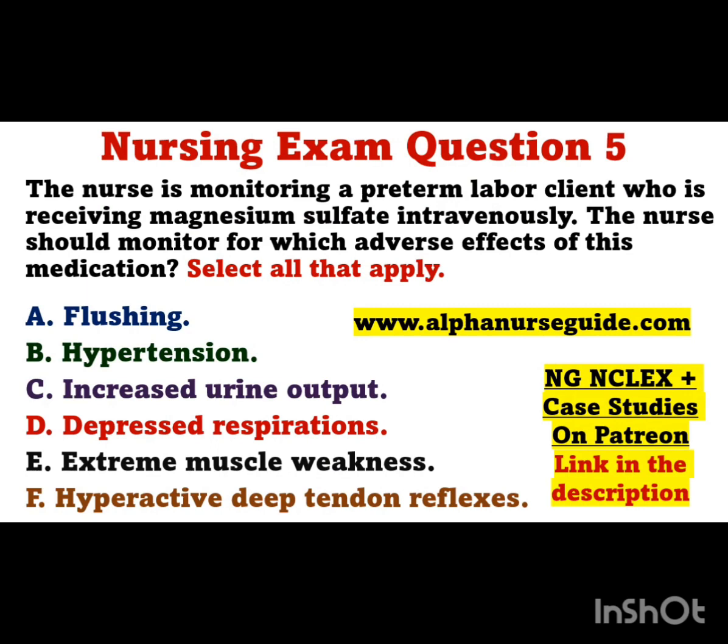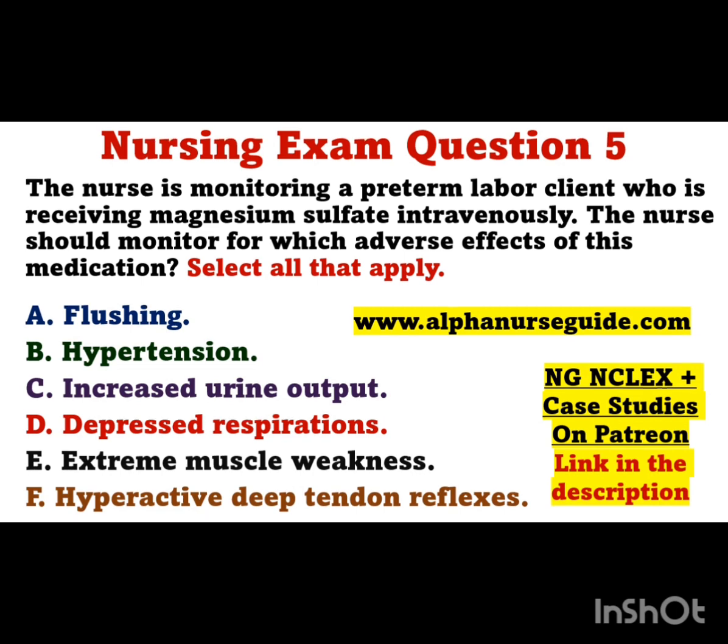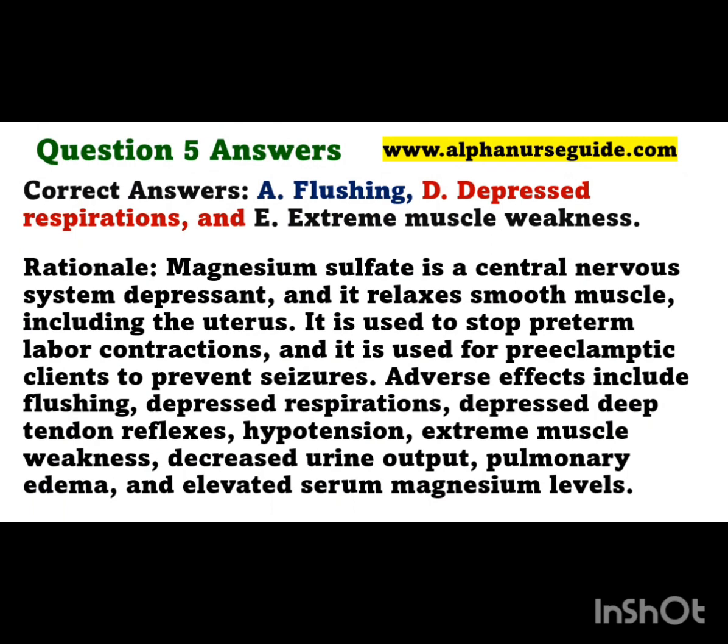The nurse is monitoring a preterm labor client who is receiving magnesium sulfate intravenously. The nurse should monitor for which adverse effects of this medication. Select all that apply. A. Flushing. B. Hypertension. C. Increased urine output. D. Depressed respirations. E. Extreme muscle weakness. F. Hyperactive deep tendon reflexes. The correct answers are A.